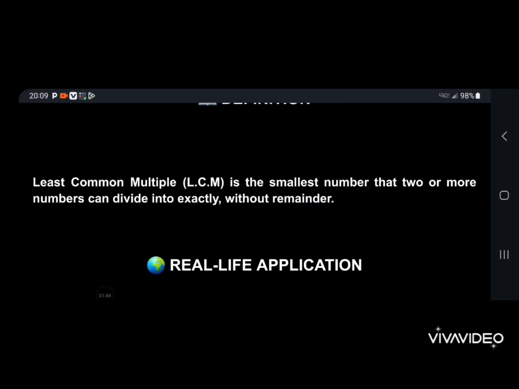The least among them. So all these numbers, you are going to consider them as what? Common multiples. They are all common multiples. Then the least among them, which is the smallest, you'll find out that is 6.